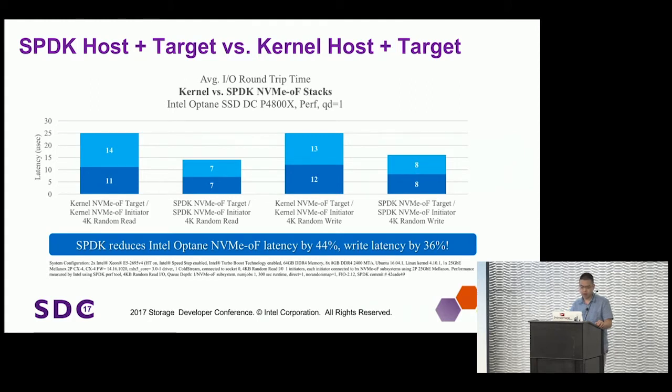So let's focus on the left two. It compares the kernel target with the kernel NVMe-oF initiator, and the SPDK NVMe-oF target with the SPDK initiator. We can see the total round trip time for the kernel case is about 25 microseconds, but for SPDK, we only have 14 for the read. It means that the latency for the read is reduced by 44%. And it is the same case for the write. It reduced the latency by 36%.